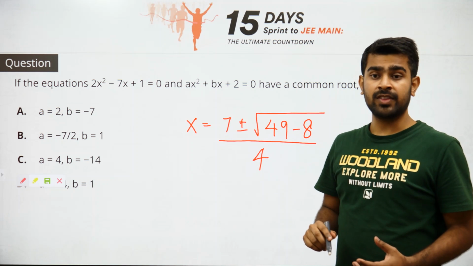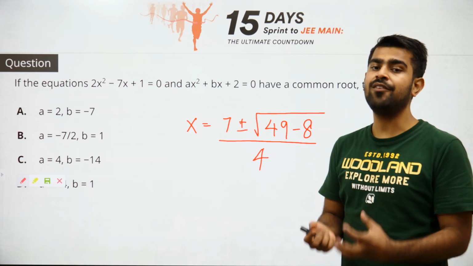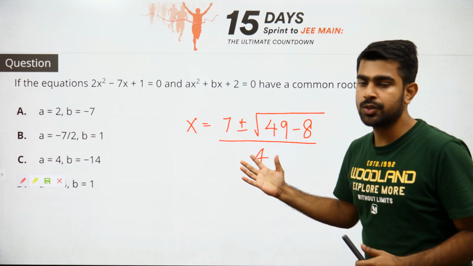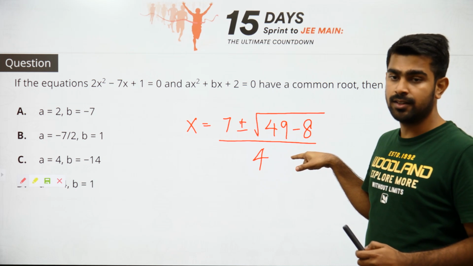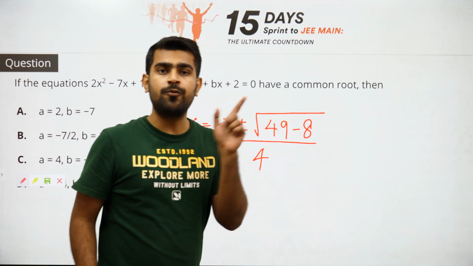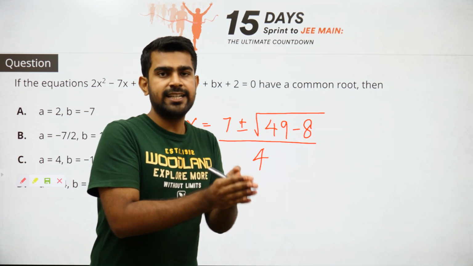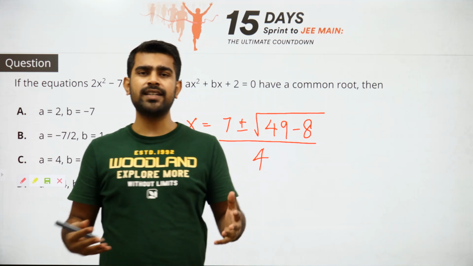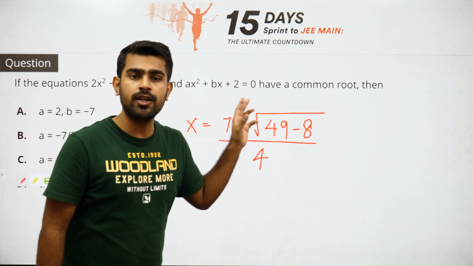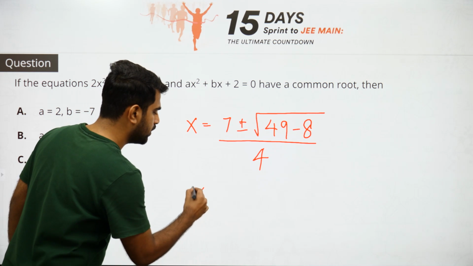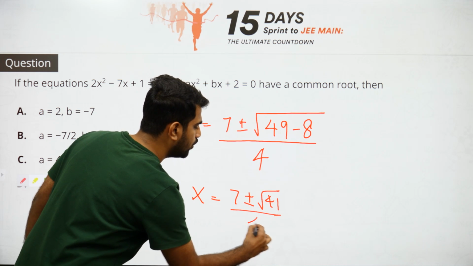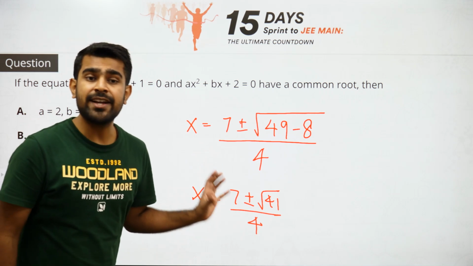So what do we have here? This is an important clue. You have a very important clue over here. What is that? Here you have irrational roots, because what is 49 minus 8? 49 minus 8 is nothing but 41, and root of 41 is not an integer because 41 is not a perfect square. Therefore, I cannot further simplify it. So my roots are going to be x is equal to 7 plus or minus square root of 41 by 4. Okay, so that is my root.